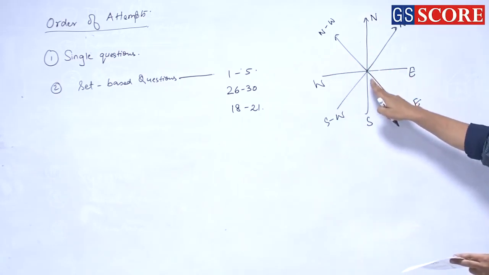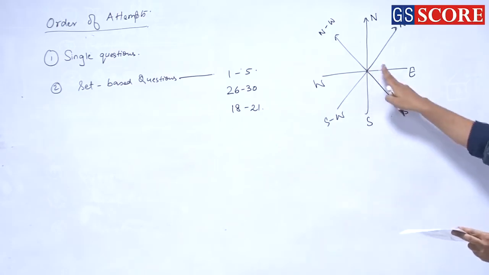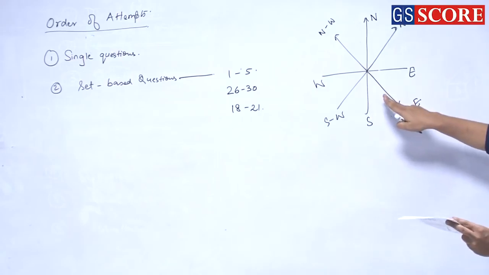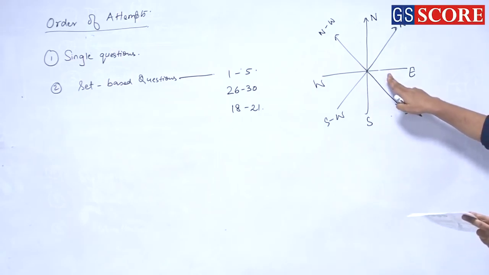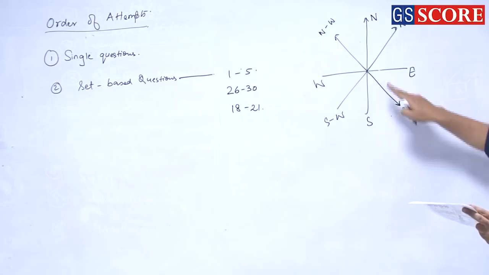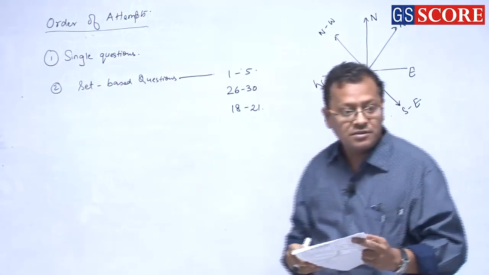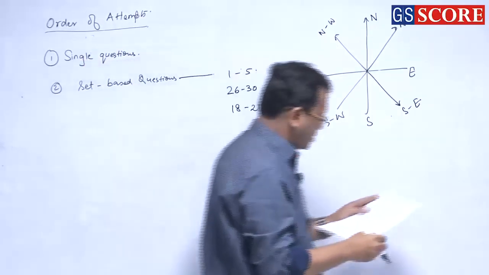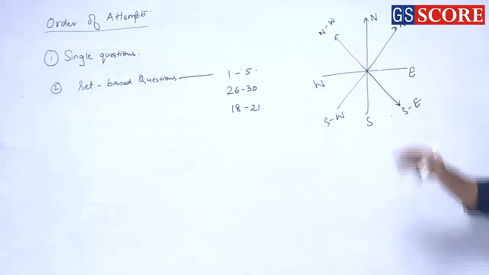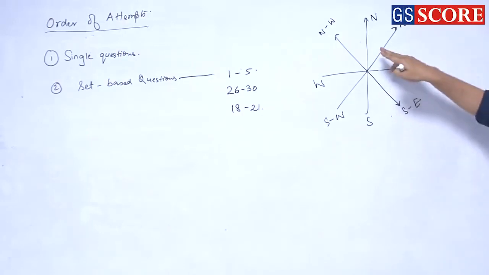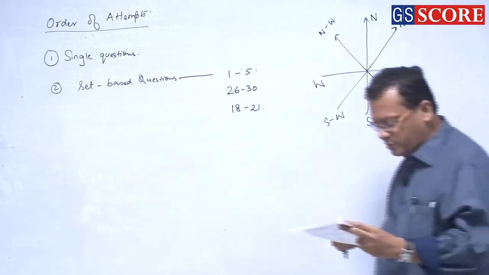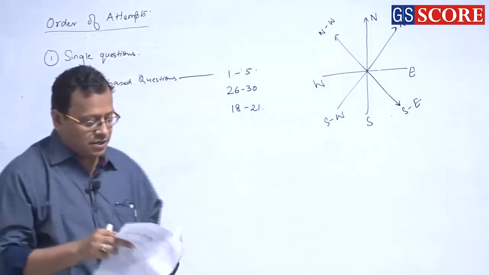So west will get shifted. What will west become on shifting by 135? Southeast. Hence the answer for the 10th one will be C. Sorry, southwest, not southeast. Southeast. Sorry, southeast will be the answer. On shifting by 135 degrees, it will be this position, right? Hence the answer for the 10th one will be option C, right?